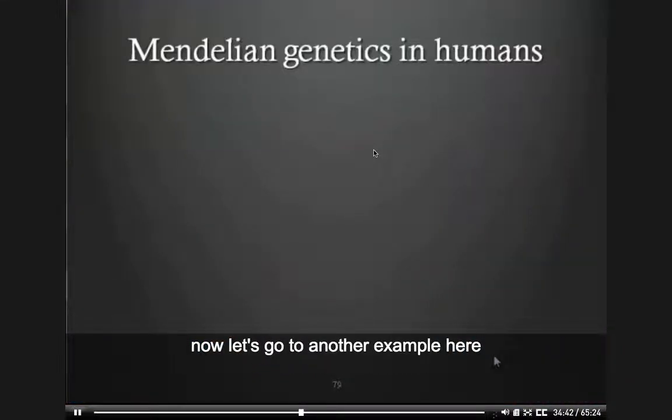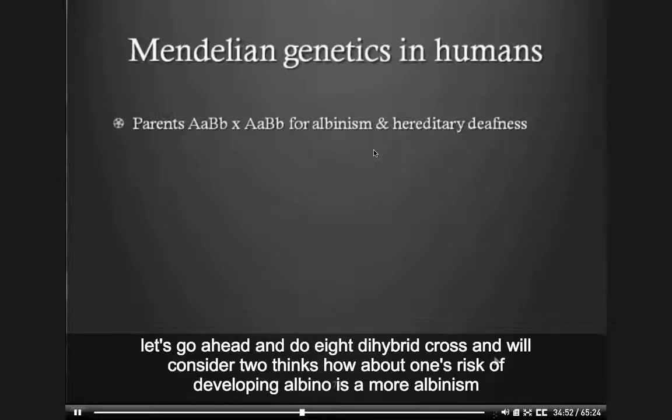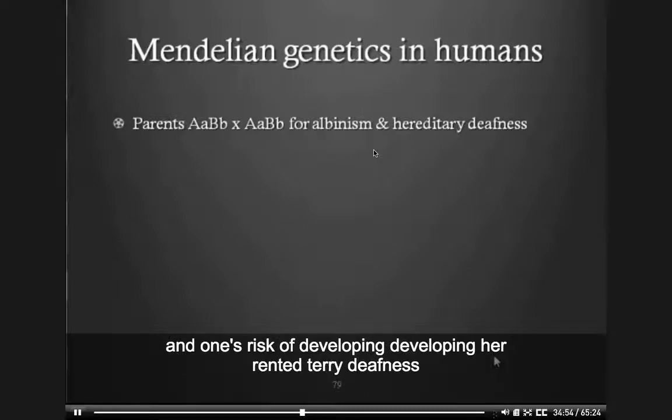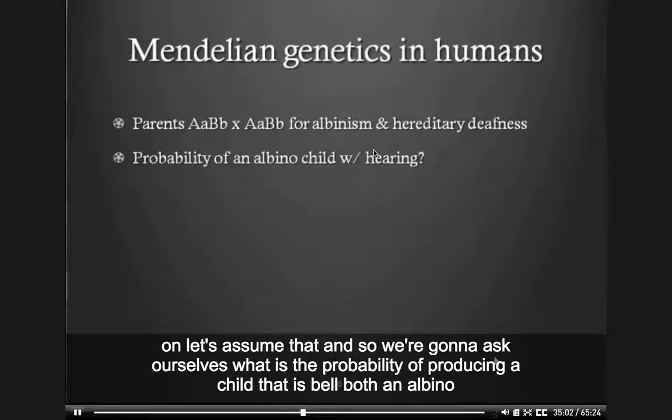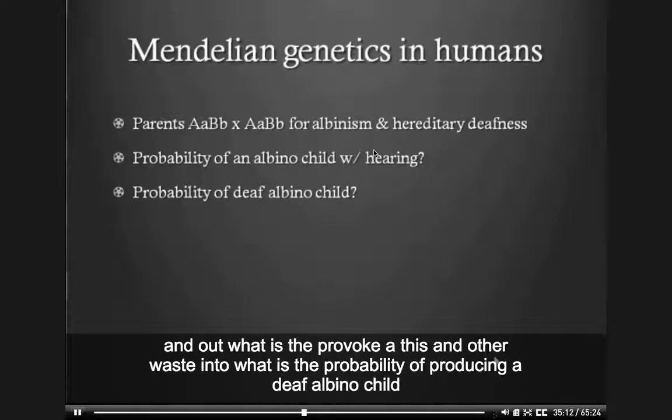Now let's go to another example here. Let's go ahead and do a dihybrid cross, and we'll consider two things. How about one's risk of developing albinism, and one's risk of developing hereditary deafness? So we're going to ask ourselves, what is the probability of producing a child that is both an albino and is also hard of hearing? Another way to state it: what is the probability of producing a deaf albino child?